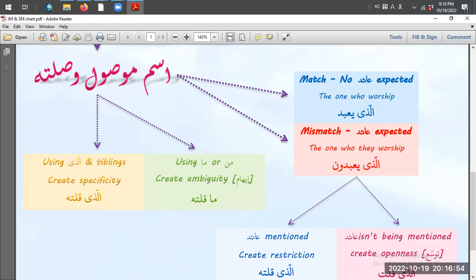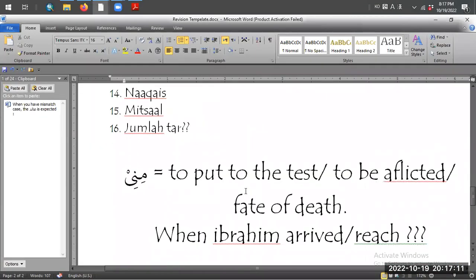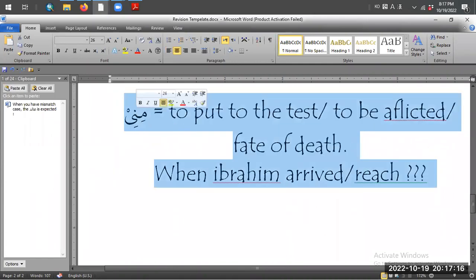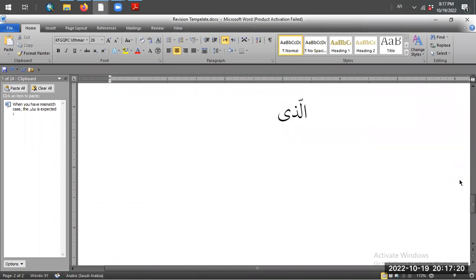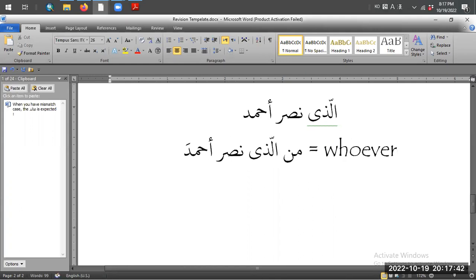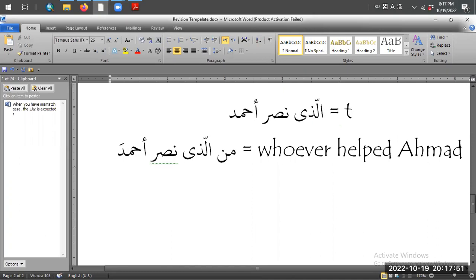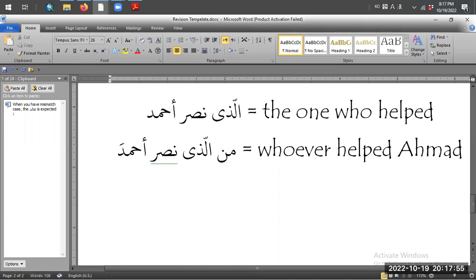When you use alladhi and its siblings, it creates specificity. When you use ma or man, it creates ambiguity. We did the example yesterday. Alladhi nasara Ahmada versus man nasara Ahmada. So this means whoever helped Ahmad. But here it means the one who helped Ahmad.